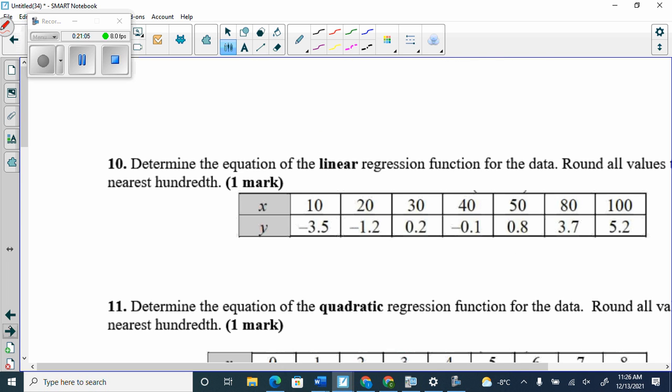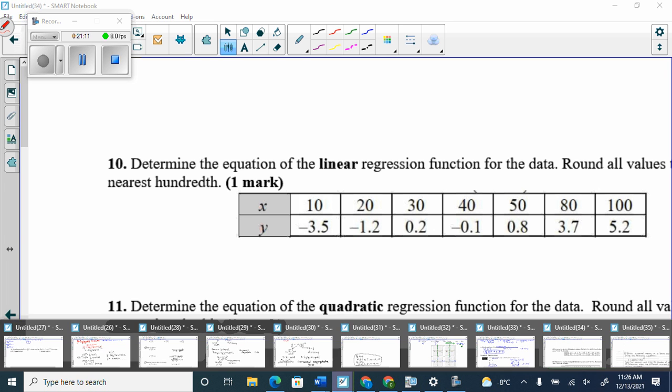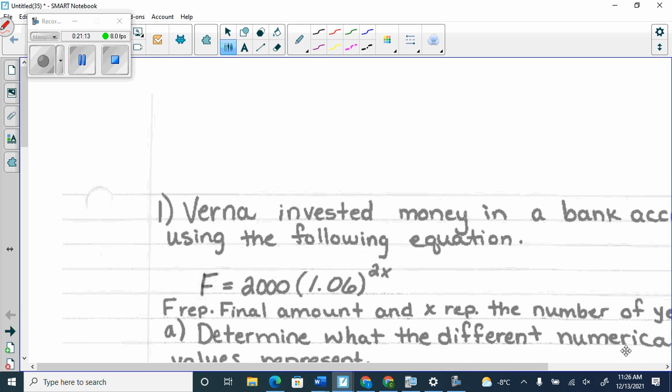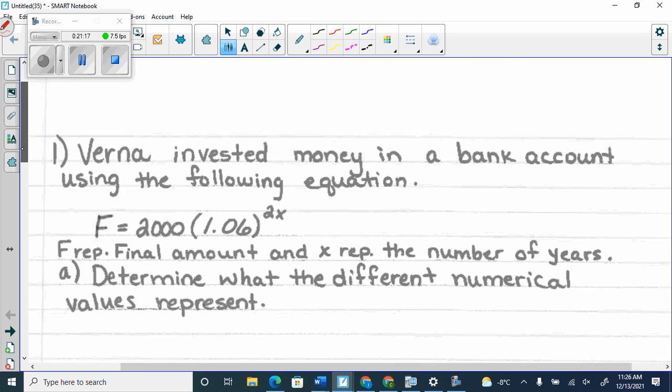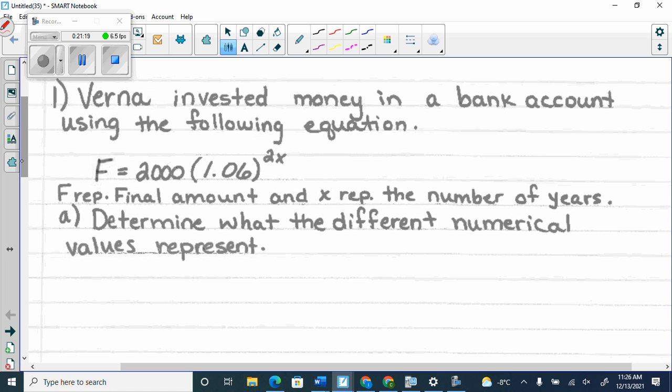We're doing regressions tomorrow. Big setting on regressions. So then we're going to go to what we were just on, logs and exponential. Verna invested money in a bank account using the following equation. I set you up for this one. This one's a hard one. And I specifically set you up because I'm like, if you can do this hard one, you can do anything. Now, determine what the different numerical values represent.